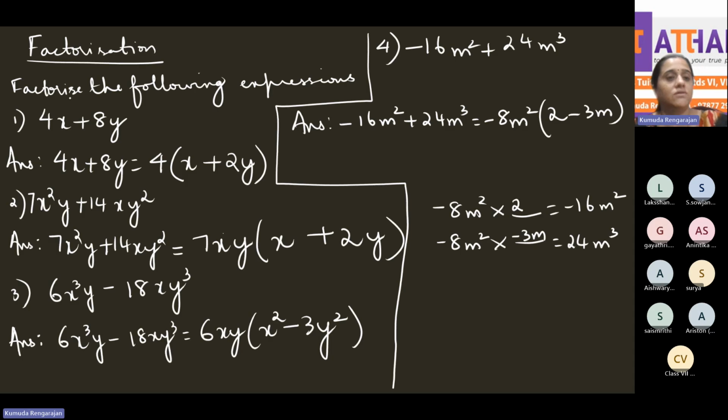So this method is factorizing by taking out the HCF, or the HCF method. Okay, so that's the HCF method. Now the next one is factorizing by grouping.